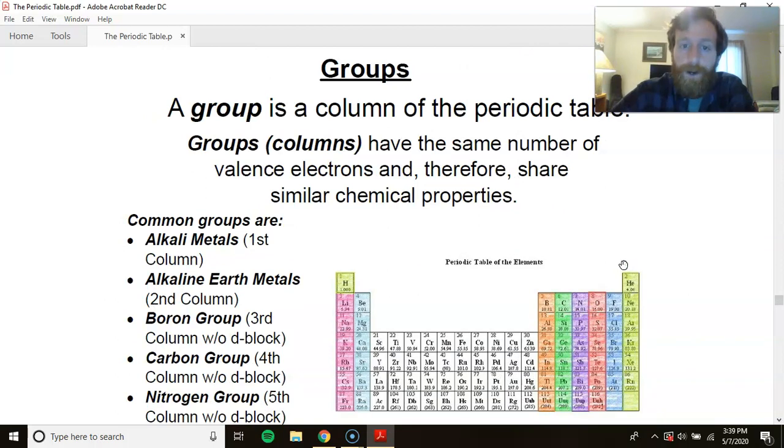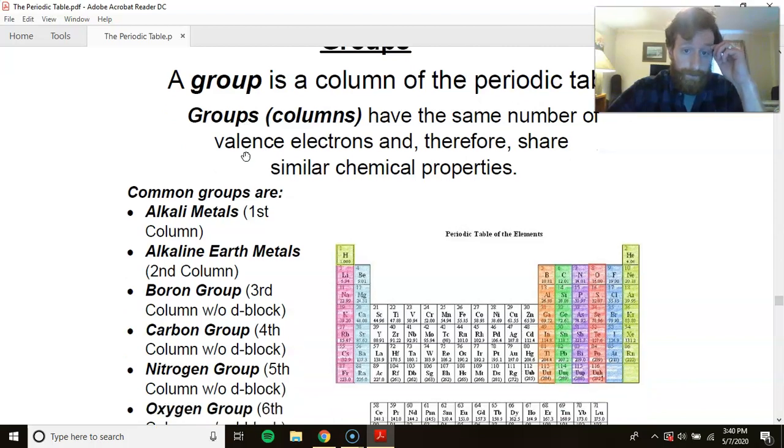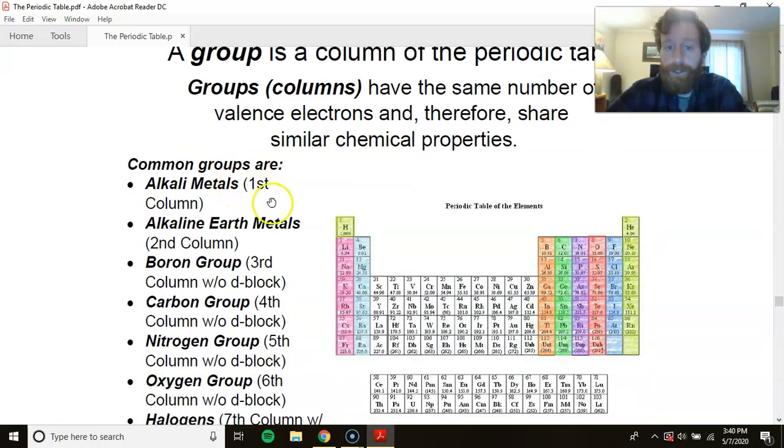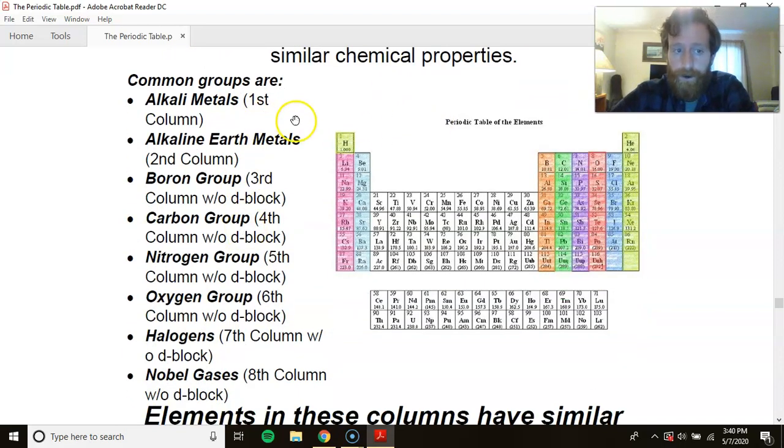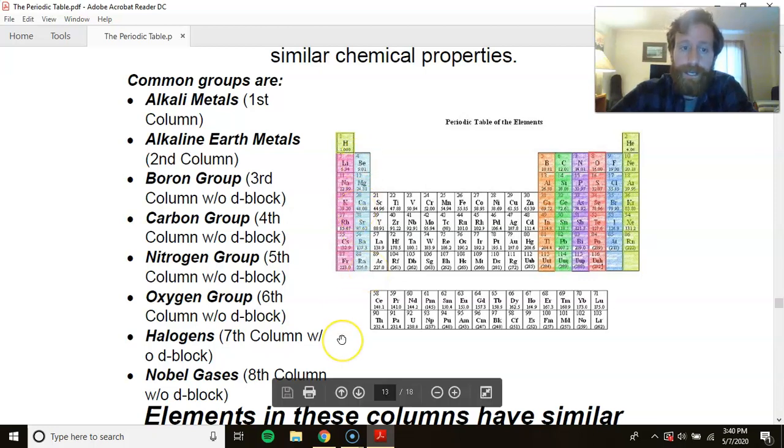All right, that brings us to our next piece about the periodic table, which are our groups. A group is a column on the periodic table. Very specific definition there, a column. Groups or columns have the same number of valence electrons and therefore share similar chemical properties. And your common groups are the alkali metals, which is the first column, the alkaline earth metals, which is the second. You hear a lot about those two columns in the S block, alkali metals and alkaline earth.